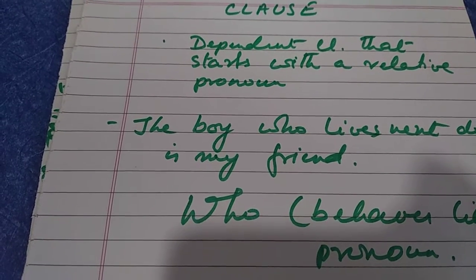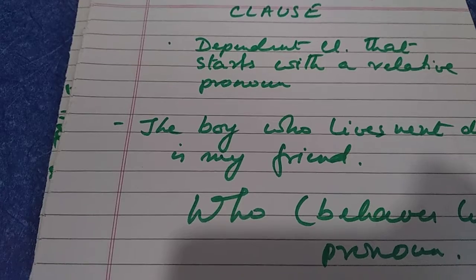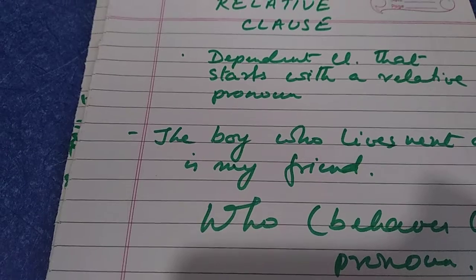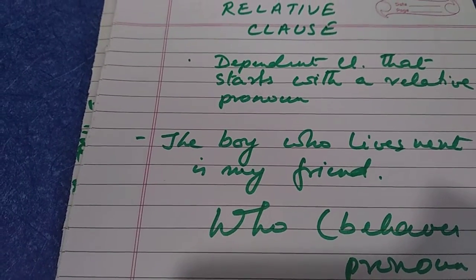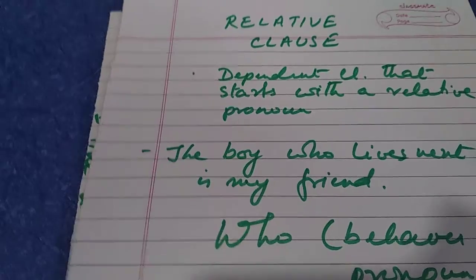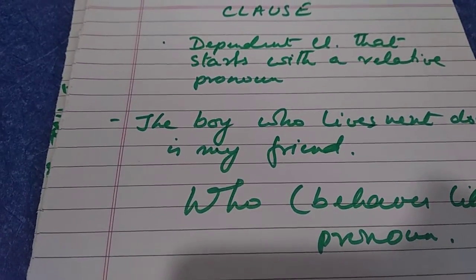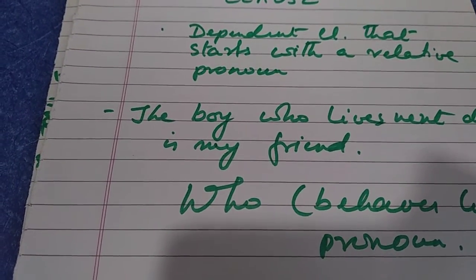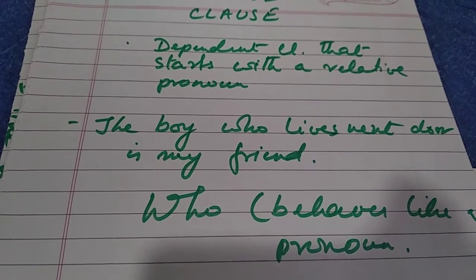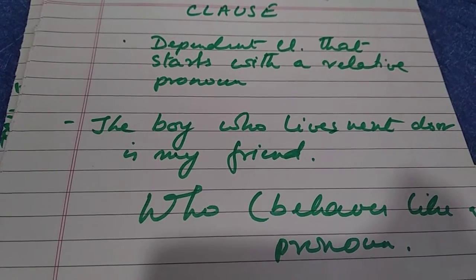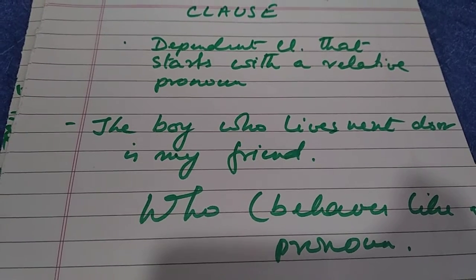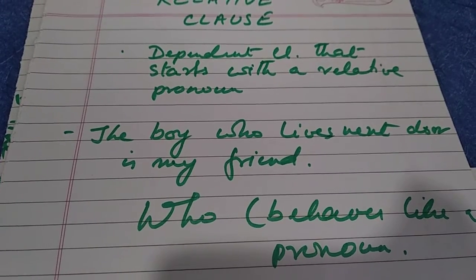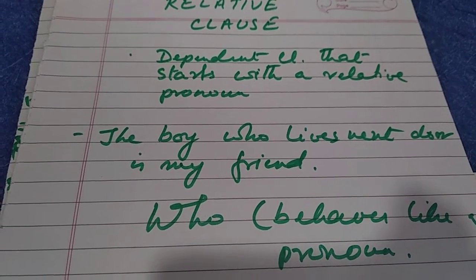So we see here the relative pronoun is always describing a noun. And the relative clause is preceded by a relative pronoun. Who? The boy who lives next door. Who lives next door? Who is a relative pronoun. So the relative clause who lives next door is preceded by who. That defines the noun, the boy.